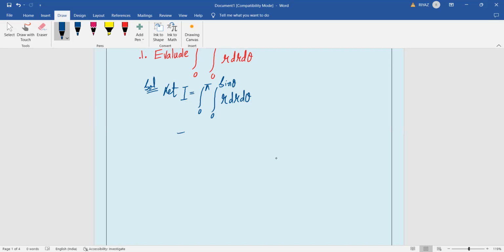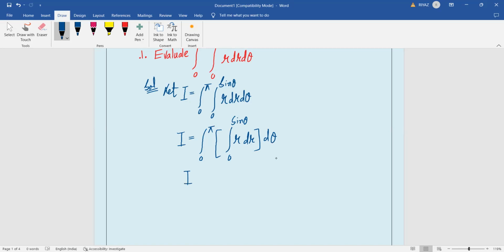So when I am integrating this, I is equal to, we start like that: 0 to pi, and now we specify the region, 0 to sine theta, r dr, and then close it, with d theta outside. It means that we have to integrate r with respect to r. What is the answer?